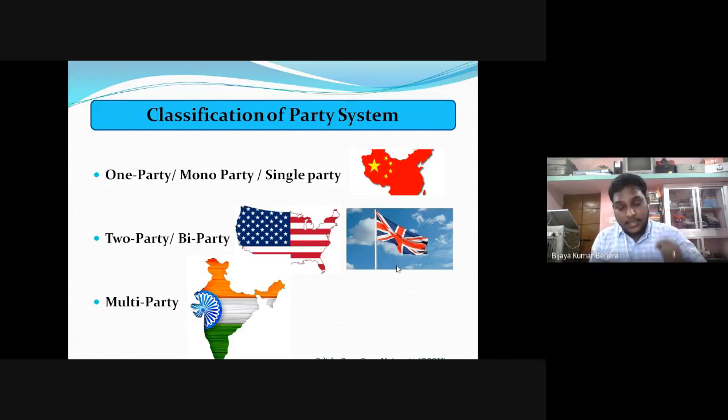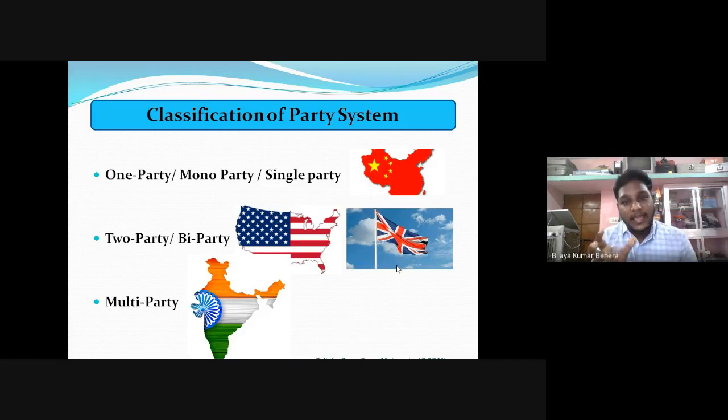And then the next demerit is that it is undemocratic. The one party system is non-democratic, because people don't have any choice to elect their representative. That is the demerit. And the next demerit is that there is no opposition. As we know, if there is no opposition, then there are chances of monopoly, and they will work according to their own wishes if there is no opposition party.